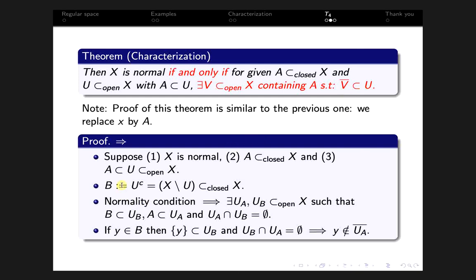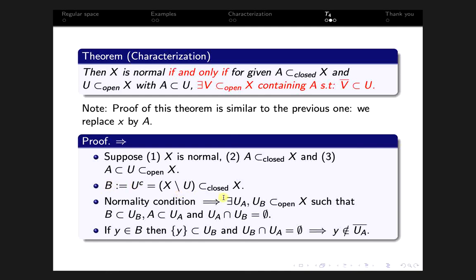Well, now, as before, we consider B equal to U complement, that is equal to X minus the set U, and U is open in X, so X minus U is closed in X. So B is closed in X, and already we have A closed in X, and A and B are disjoint.